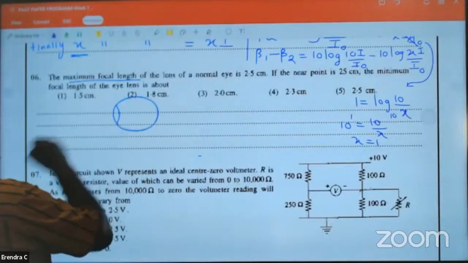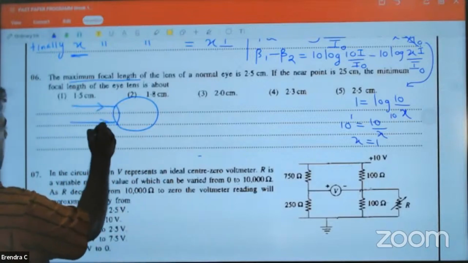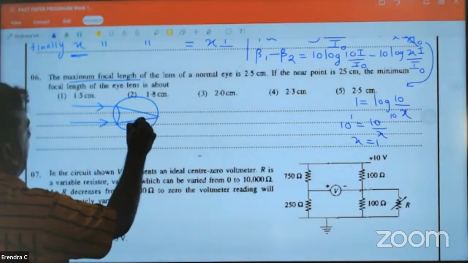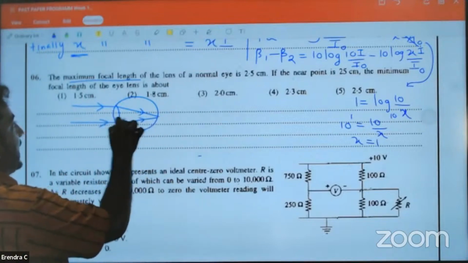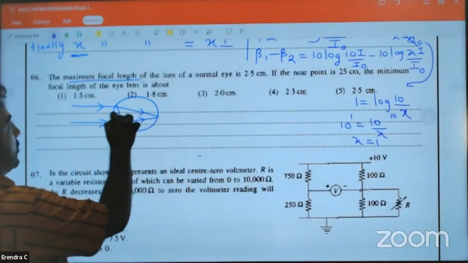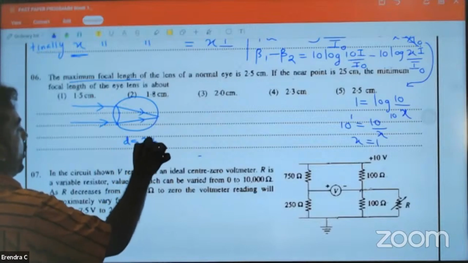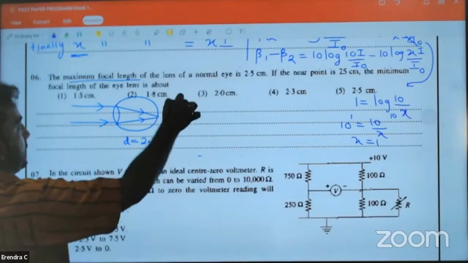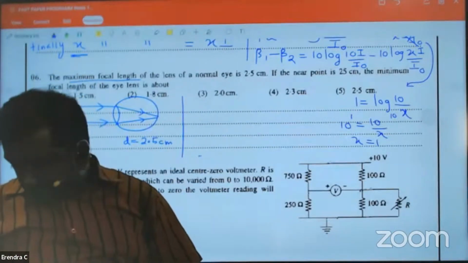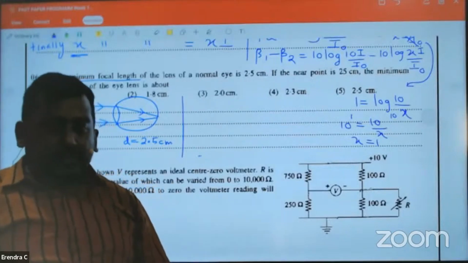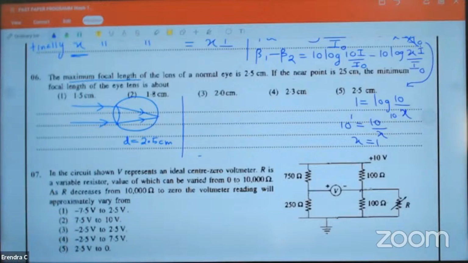Light rays coming from infinity converge on the retina. That means what can you say about the focal length of the eye? Focal length of the eye is going to be 2.5. So diameter of the eye is going to be 2.5 centimeters. Clear? 2.5 centimeters.